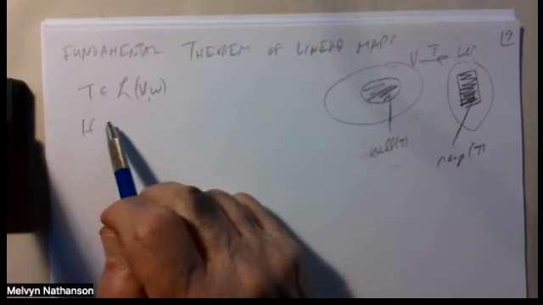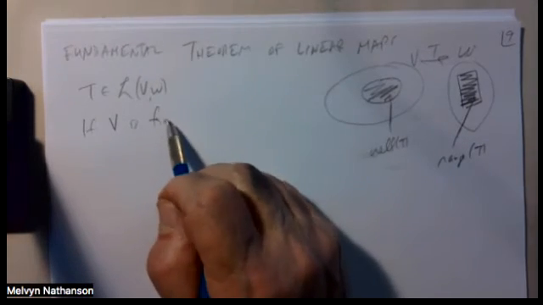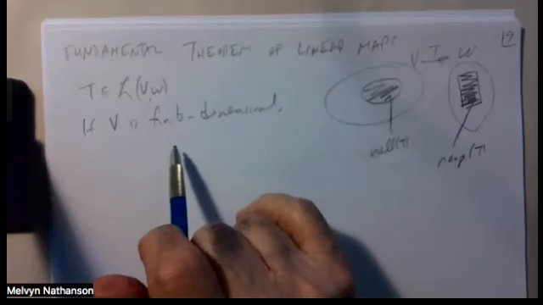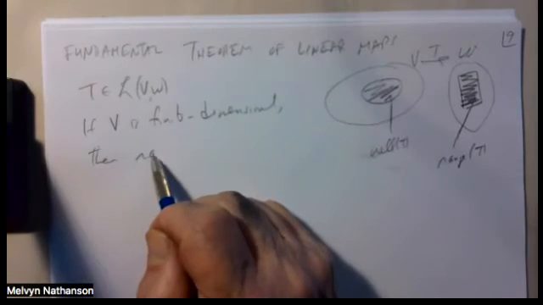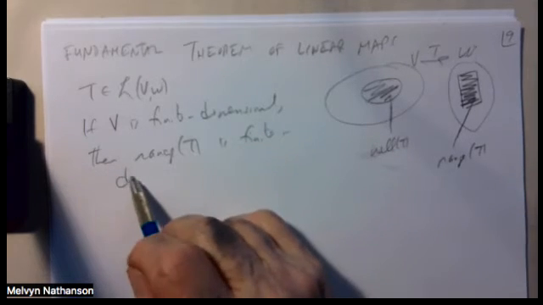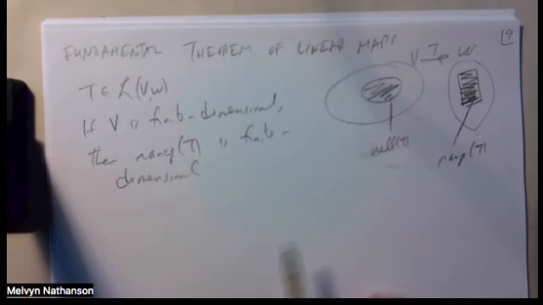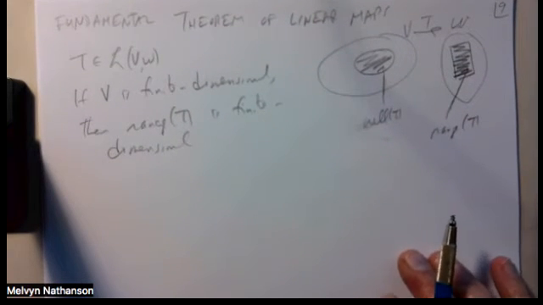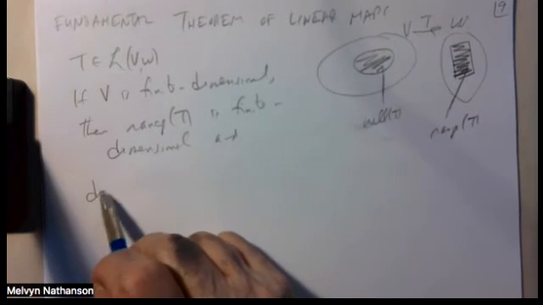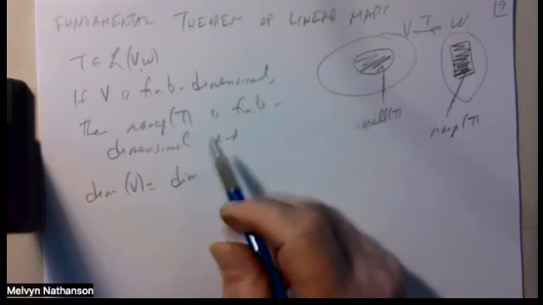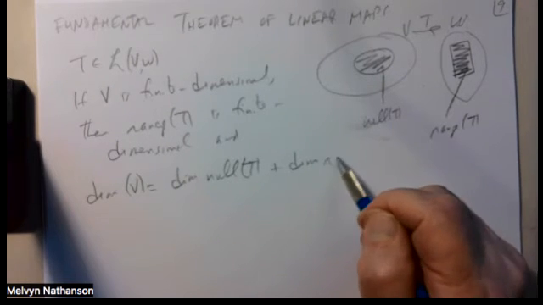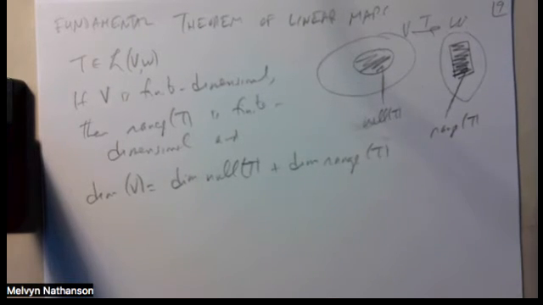And the theorem says that if V is a finite dimensional vector space, then the range of T is also finite dimensional. That means it has a finite basis, or it can be spanned by a finite number of vectors. And the dimension of V is the dimension of the null space of the linear map plus the dimension of the range of the linear map.